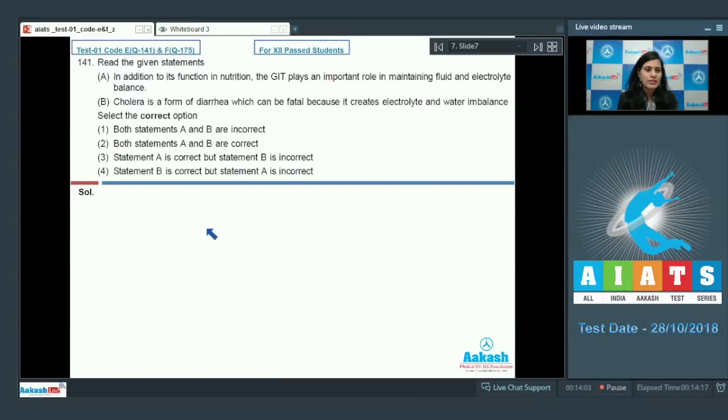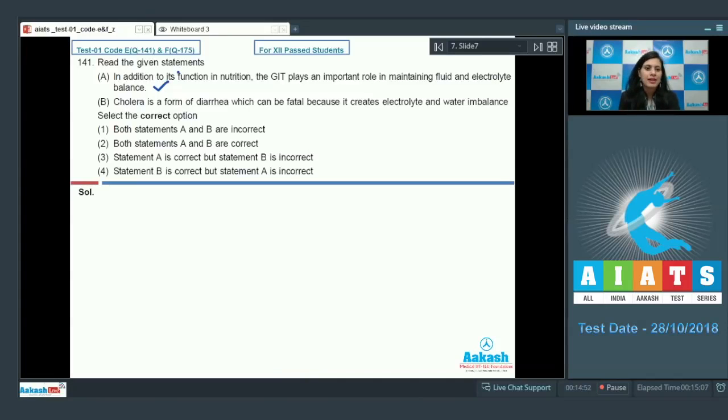Question number 141. Read the given statements. The very first statement given is, in addition to its function in nutrition, the GIT, that is gastrointestinal tract, plays an important role in maintaining fluid and electrolyte balance. And this statement is correct because GIT plays important role in nutrition, in providing immunity, and in maintaining the fluid and electrolyte balance in our body.